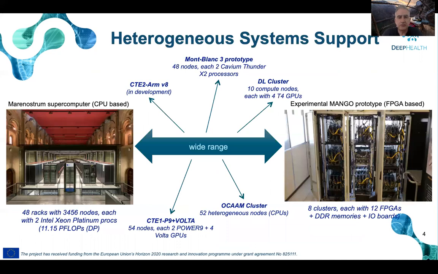The type of systems that we target are very heterogeneous by nature. Here you can see that we span from CPU-based systems like the MareNostrum supercomputer at the Barcelona Supercomputing Center, and we can reach even the experimental MANGO prototype that is full of FPGAs. The algorithms and the library should be running on these devices also. So this is a very challenging project from the perspective of the hardware.